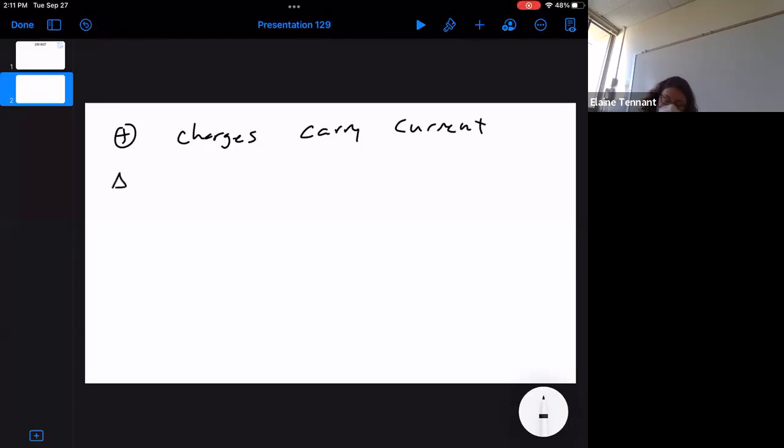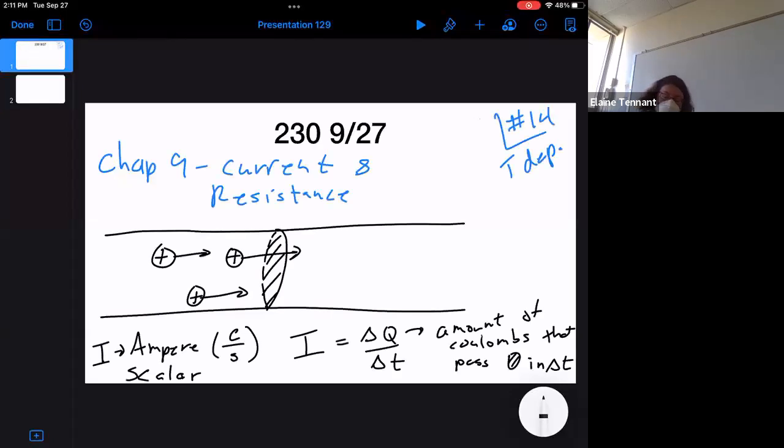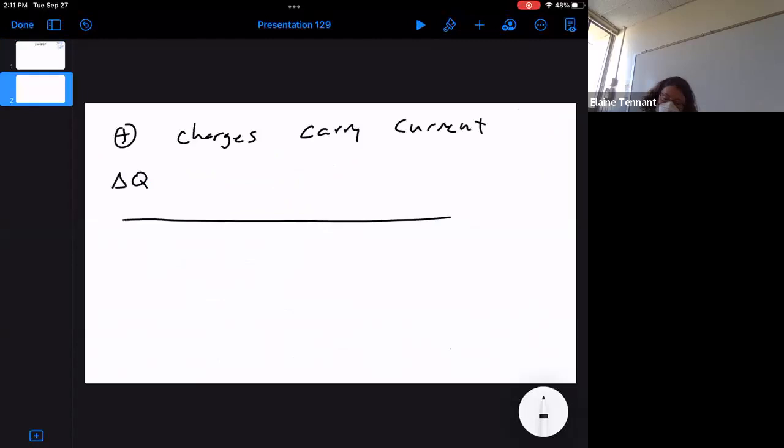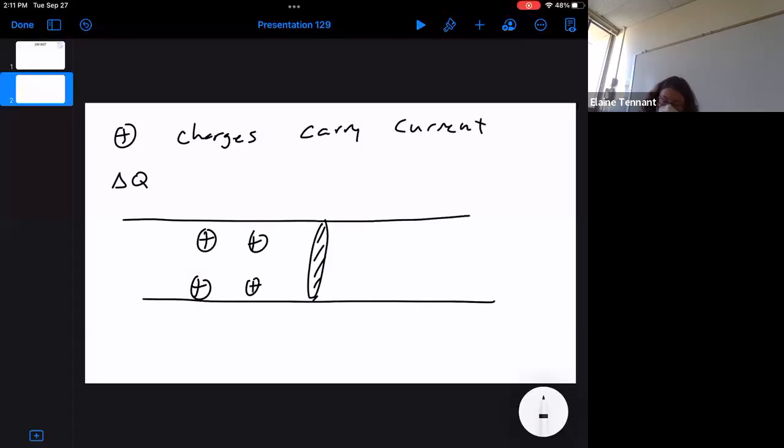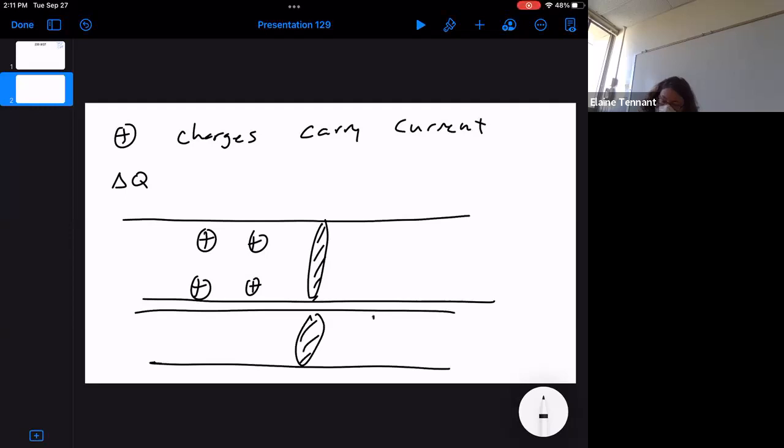When we're talking about this change in charge, remember, our current is change in charge over change in time. What we really mean is that if I have this membrane here and I start off with 4 positive charges over here, and I end up with 4 positive charges over here, because presumably the charges have moved from the left to the right, my change in charge is 4. Sound okay?